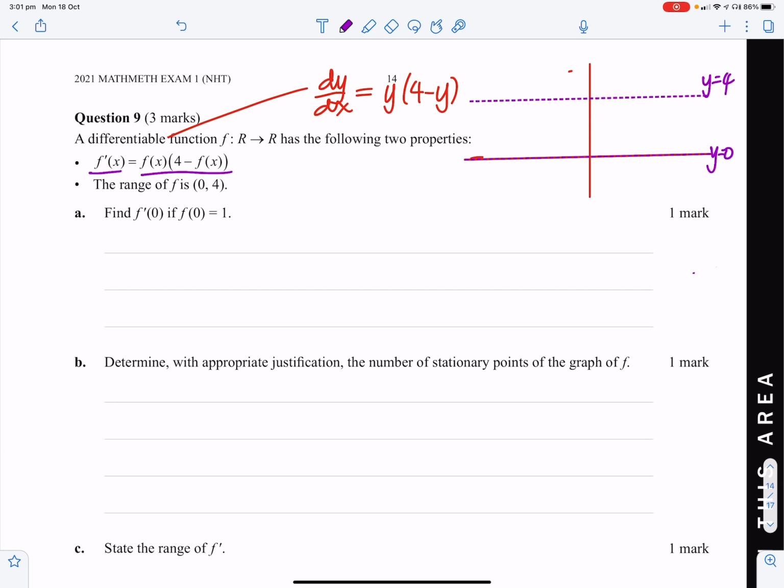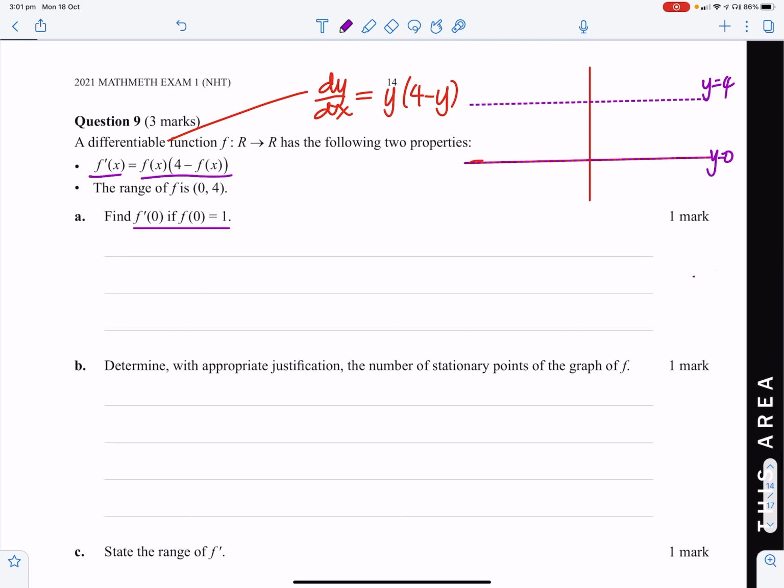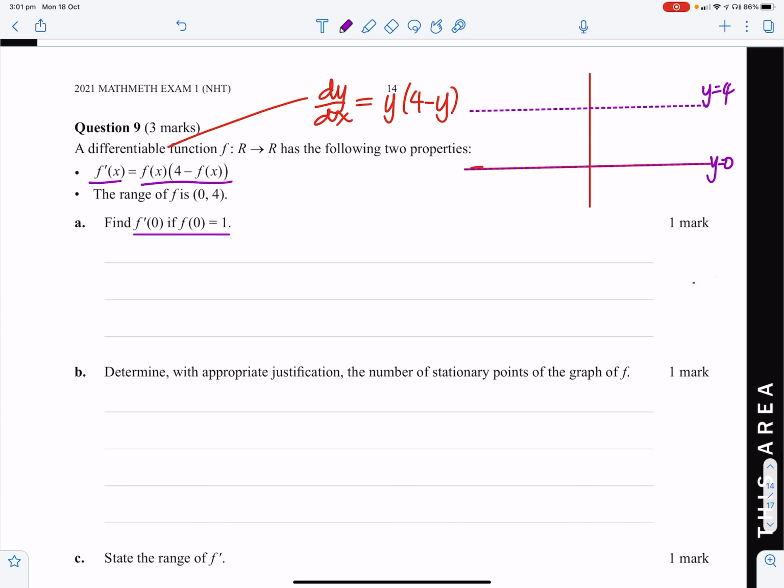our range is between those values, and it also says that our gradient is a factor of y(4 minus y). The first thing it says, f dash of 0. So here, if we sketch f of x against y, we know the range is from 0 to 4, and we know f of 0 is 1. So if that's 2, it's going to be 1 down here.